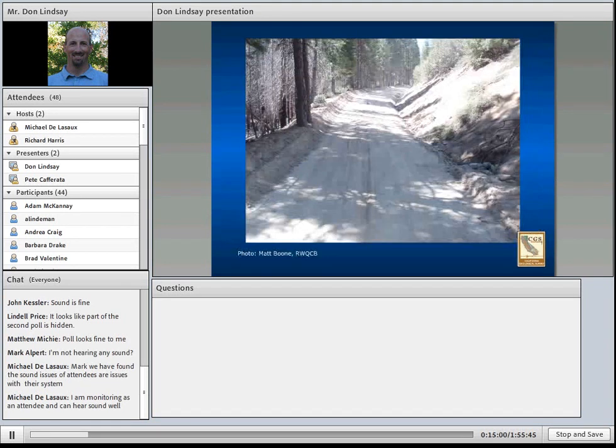Here's an example of an insloped road that has an outside berm and an inside ditch. This particular road is constructed on erodible, decomposed granitic soils.